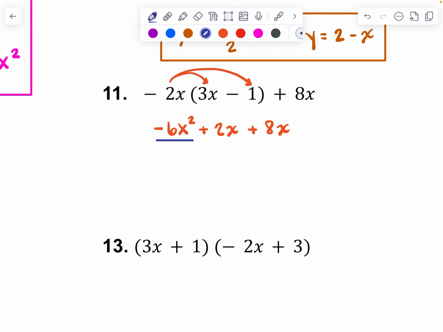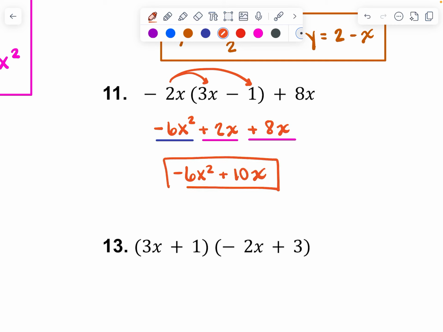This is an x squared term. He can only be added to other x squared terms. And I don't see any other x squared terms. So I'm just going to bring him down. And then this guy is a positive 2x. He can only be added to other x terms. So looky there, I have another x term with 8x. So if I have 2 x's and 8 more x's, that gives me a total of 10 x's. And that is going to be my final answer.